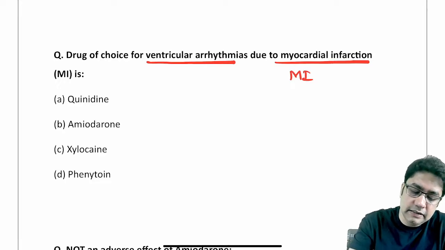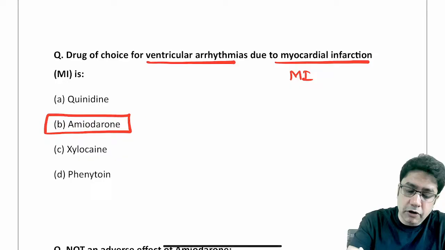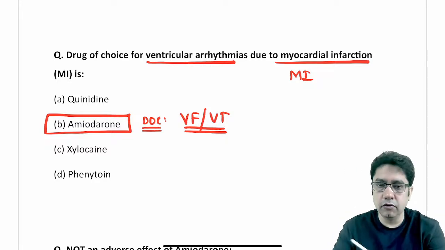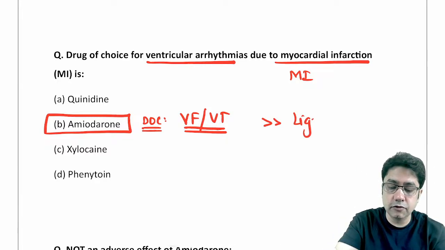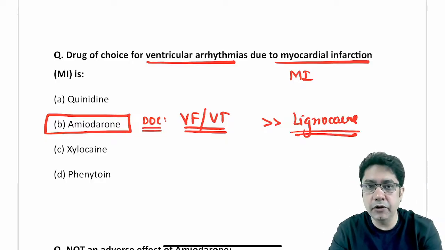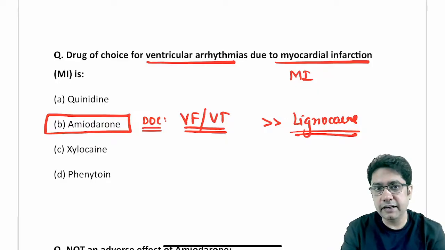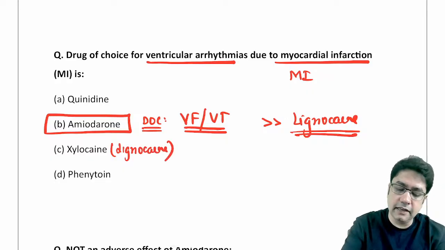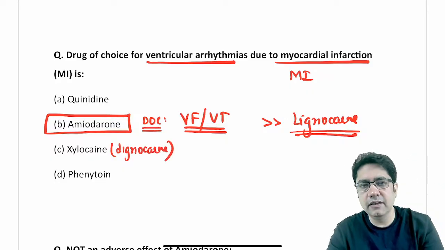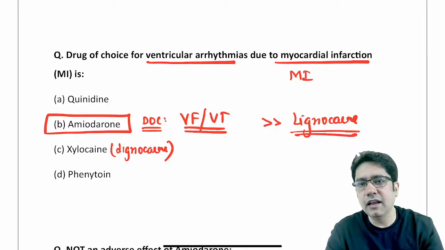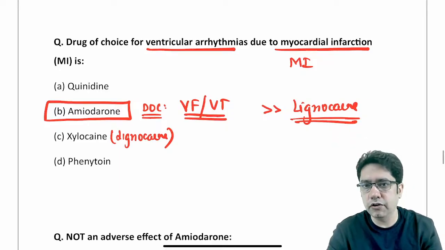Now, the drug of choice for ventricular arrhythmia due to MI is always and always amiodarone. Amiodarone has now become the drug of choice for VF or VTs. Earlier it was lignocaine. You can also give lignocaine, but now the drug of choice has become amiodarone because it is the most effective drug. Remember, another name of lignocaine is xylocaine. It can also be given. Other drugs can also be given. But remember, the most effective antiarrhythmic drug which can save the life of a person is always amiodarone.